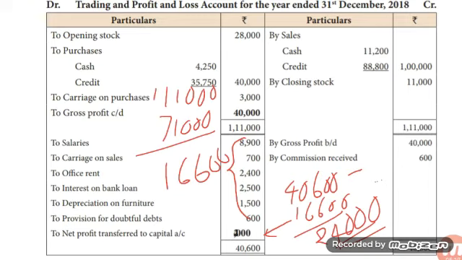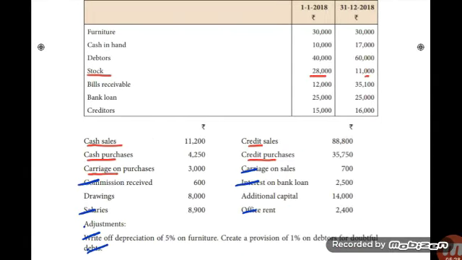Then enter indirect expenses, losses and income on profit and loss account. See the question. Then see the adjustments, additional information. Cash sales, cash purchases, carriage on purchases we recorded. Next item, commission received. Children, commission received is an income. So enter on the credit side as By commission received 600.